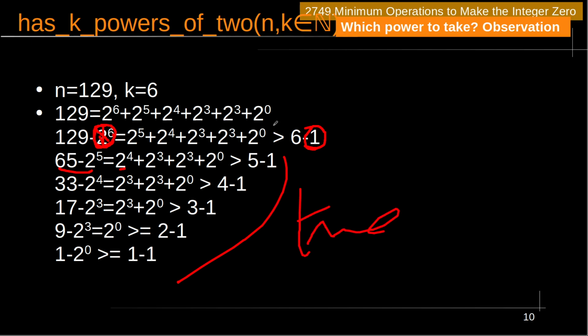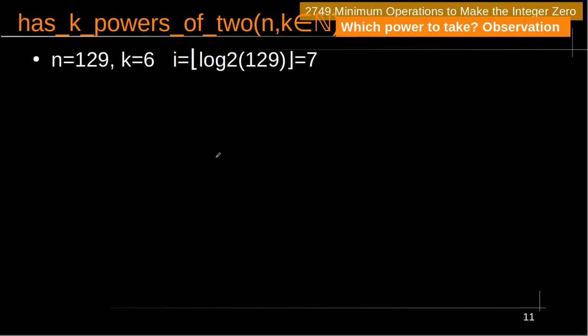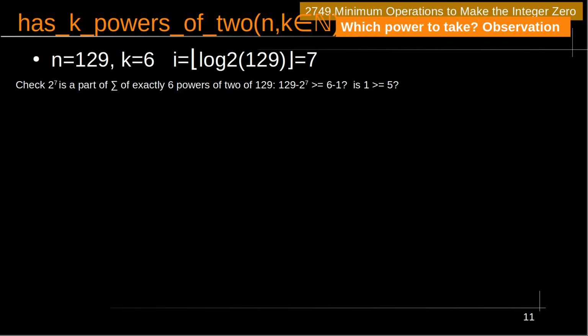So from this observation, we can say that if n minus 2 power i is greater than or equal to k minus 1, then this power is part of the sum. Let's say it more precisely here. The same example, but here I will compute the greatest power: log base 2 of 129 is equal to 7. So I will check if 2 power 7 is a part of the sum of exactly 6 powers of 2 of 129.